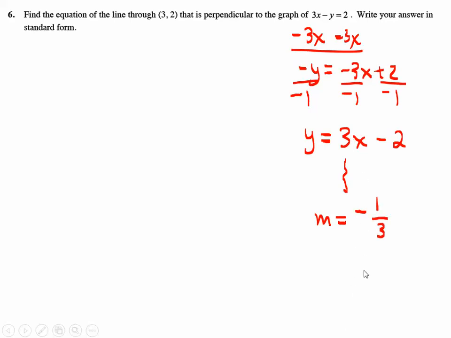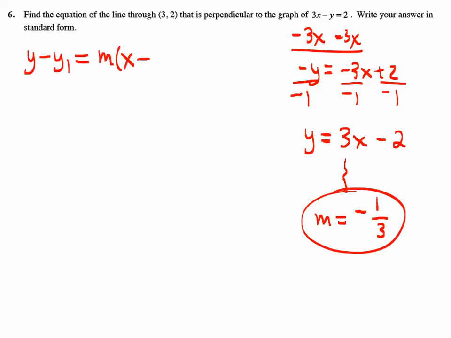Got myself fractions to deal with here. That's not cool. That's okay. Now can you plug into this formula right here to finish it off? So the slope that I have is negative 1/3. Goes through 3, negative 2. I'm sorry, 3, 2. At the end, can you give the answer in standard form?